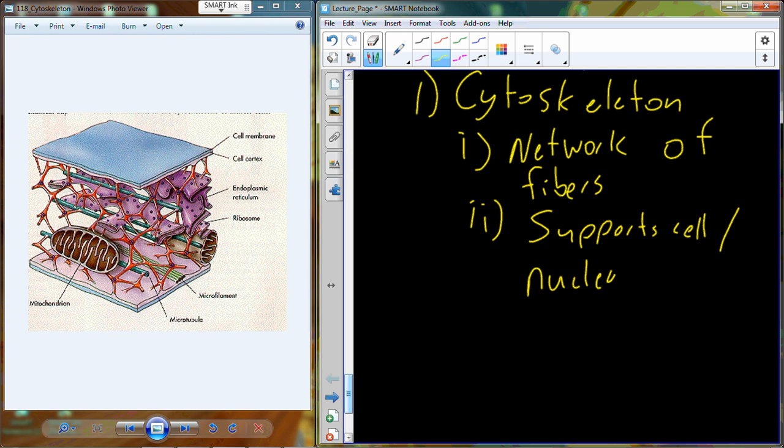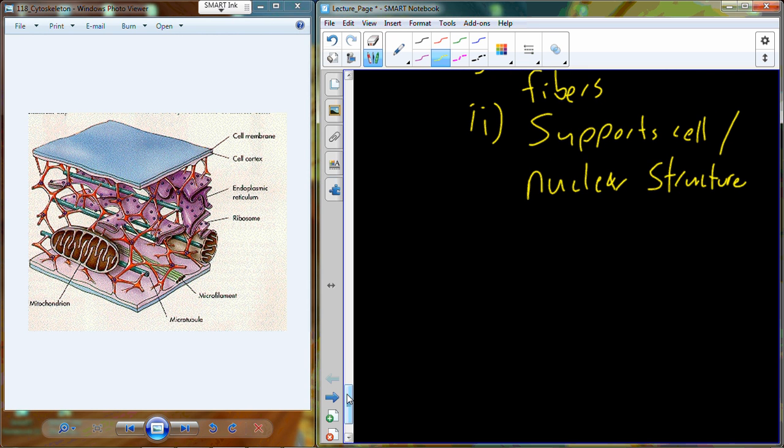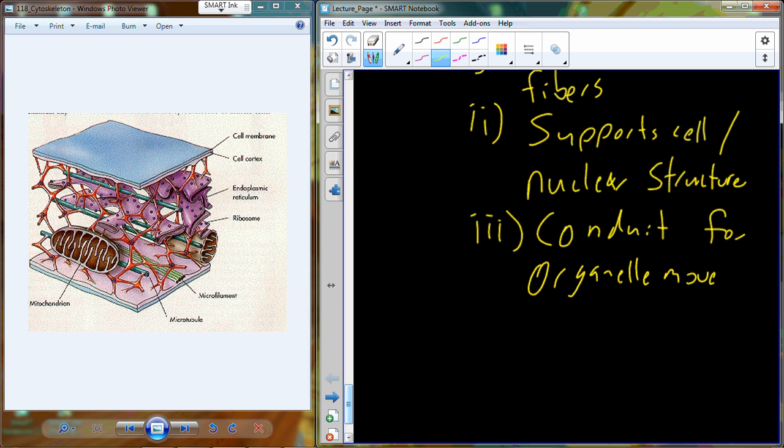It also, we're going to find cytoskeletal proteins supporting the structure of the nucleus. In addition to the support capabilities of the cytoskeleton, we now have a bunch of filaments running throughout. We have this basically network, and we can use it as a transport network, a physical transport infrastructure, where those cytoskeletal proteins act as a conduit for other organelles to move around the cell.